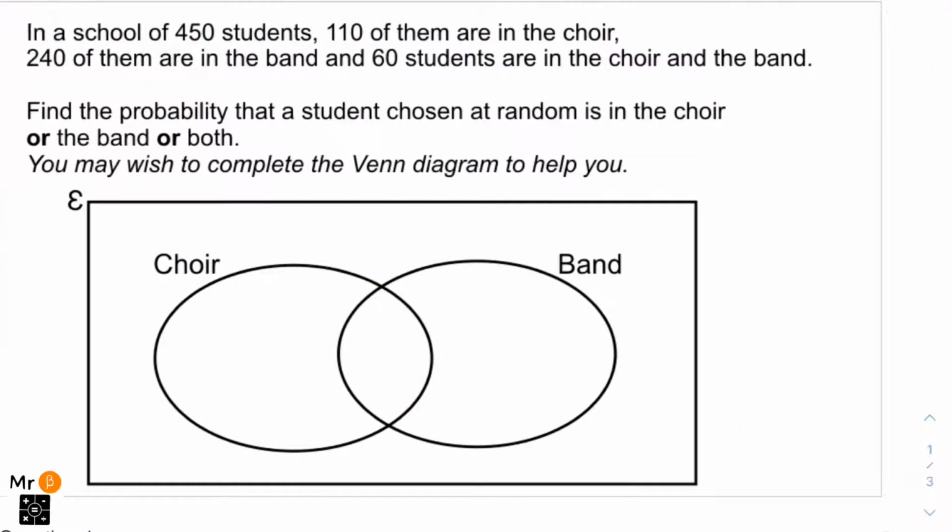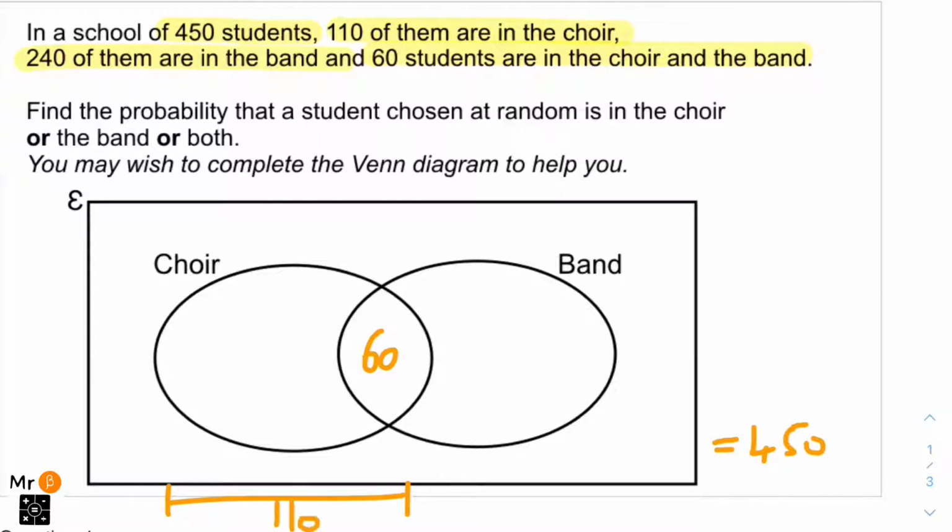So question 2 tells you that 450 students are in total, so we know that must add up to 450. 110 of them are in the choir, 240 in the band, and 60 are in both. Therefore we start with that middle section. Now we can work backwards.